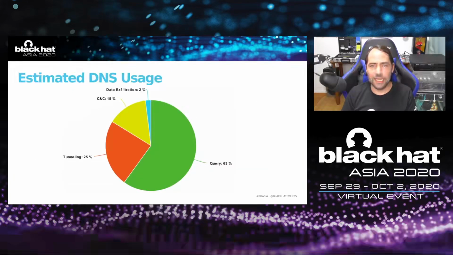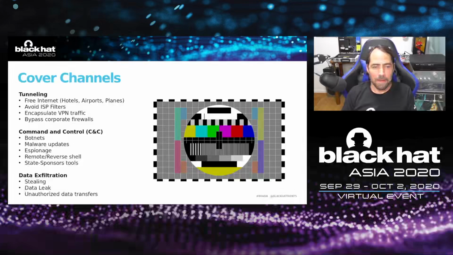So this is a classic estimate of the use of DNS, right? You have a big chunk of DNS query traffic, legit or not, and then you got some tunneling traffic, a small portion of command and control, and a tiny portion where it's data exfiltration. That's what we're going to focus on here. Covert channels apply to many different protocols. We are going to specifically talk about DNS covert channels, right?